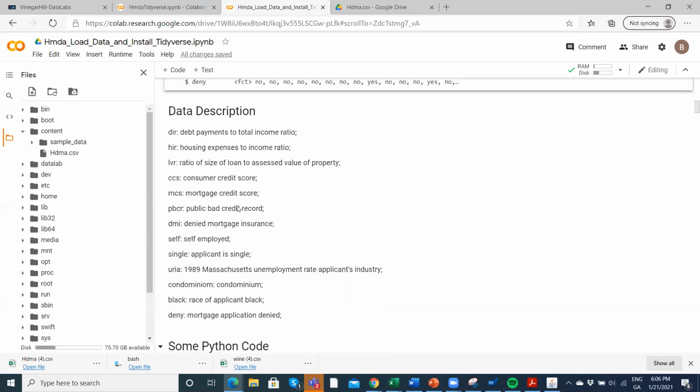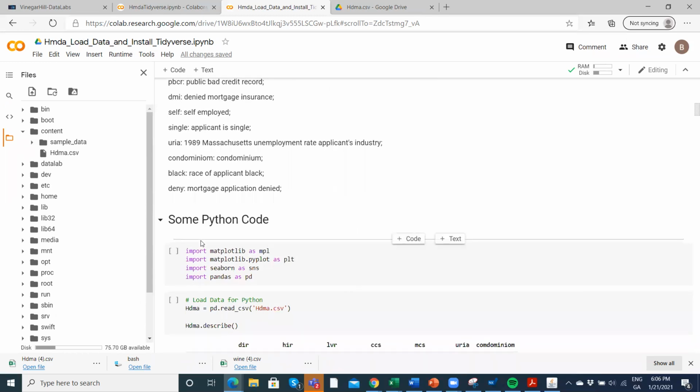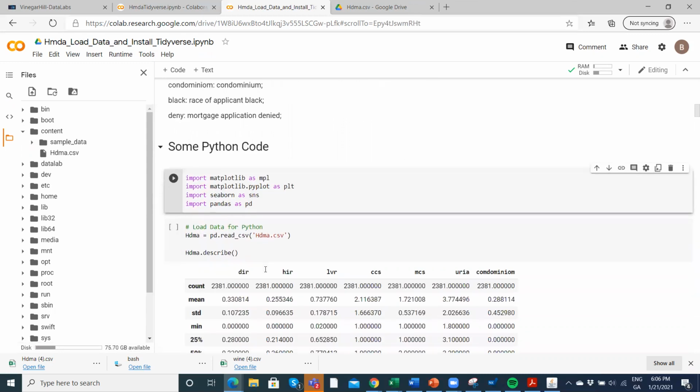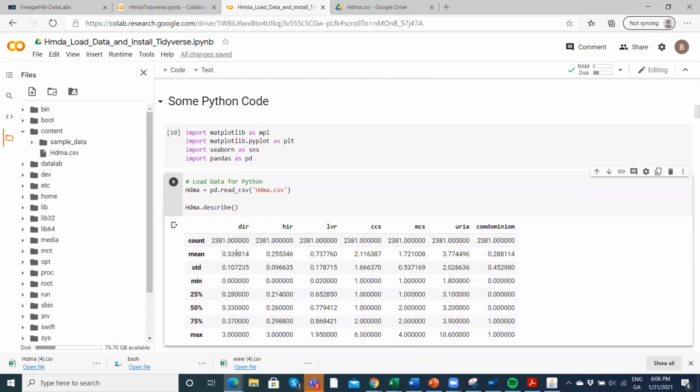Here we have more description in terms of the definitions of each of the variables, and we can also run some Python code here. So we'll do some basic analysis. We can load in the relevant libraries, should I say, and load in the data. So we're reading again from here, and that data comes in. And then to describe the data is to provide descriptive statistics. In each instance, we're counting the number of observations, 2,381.